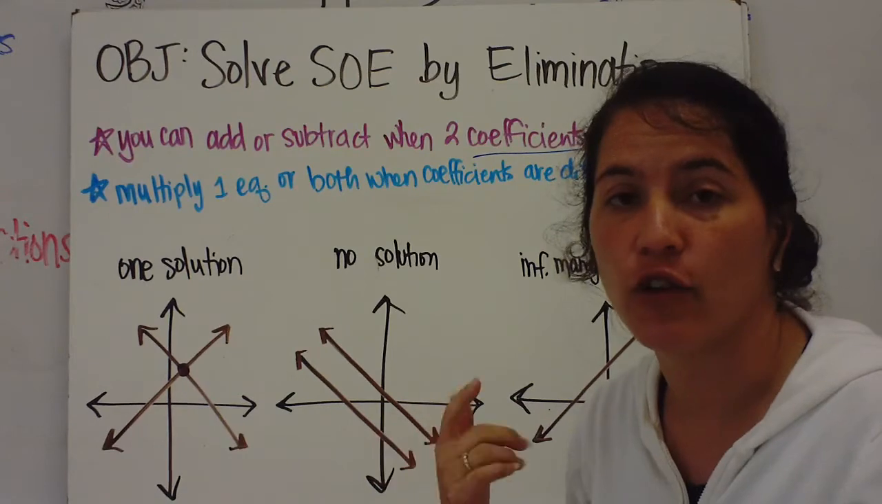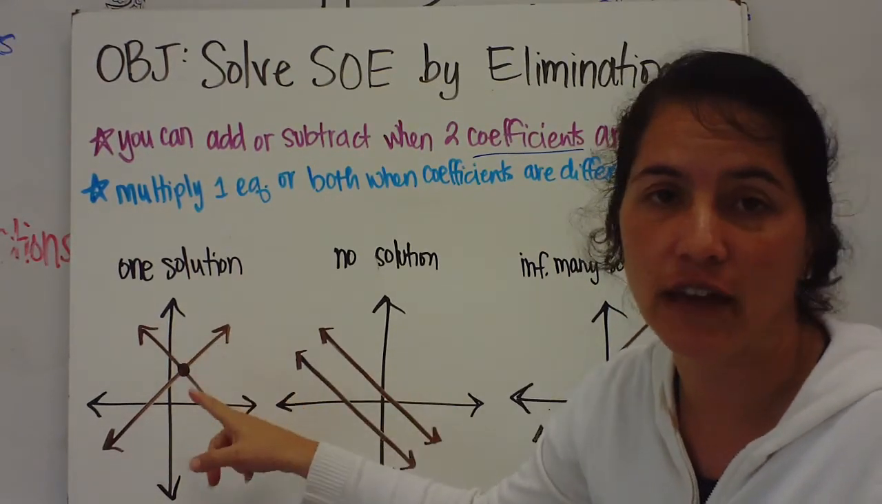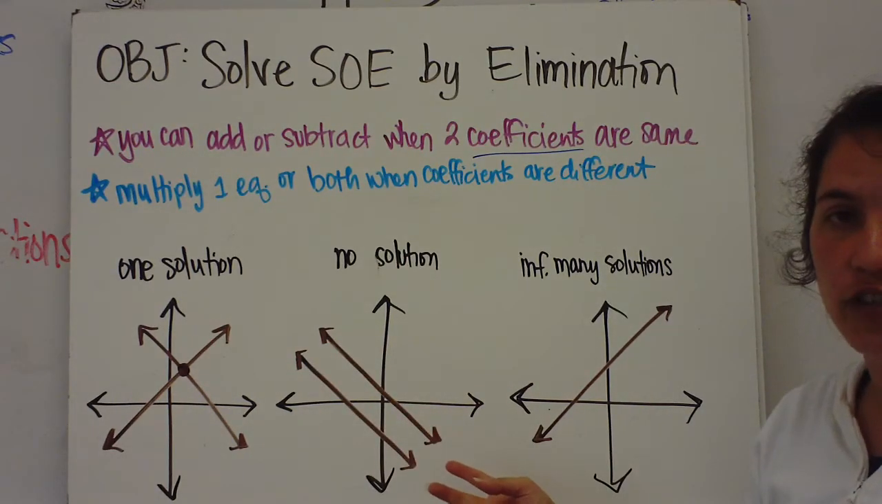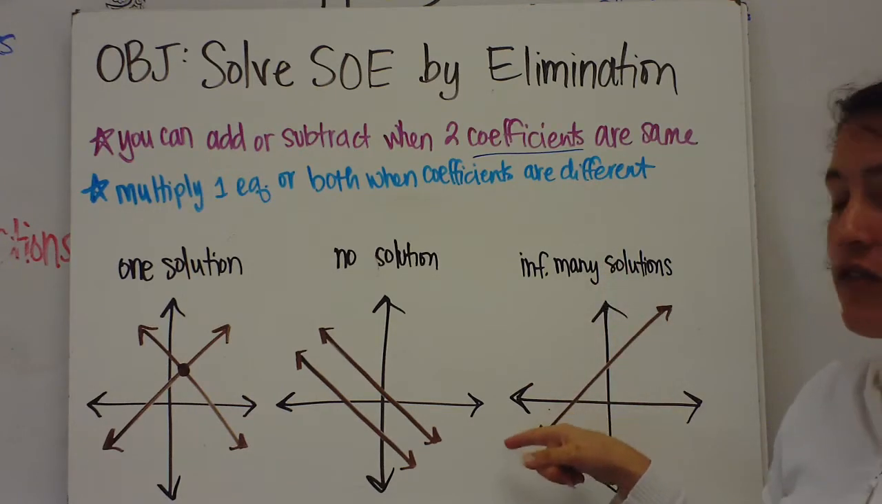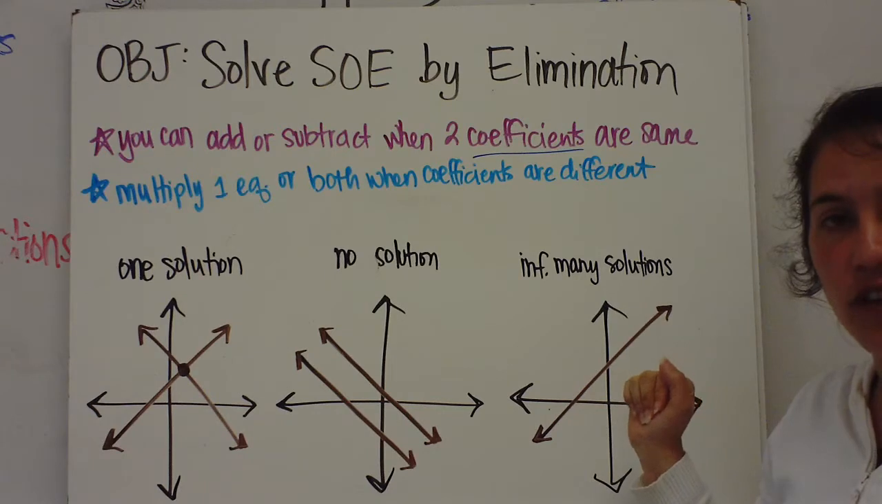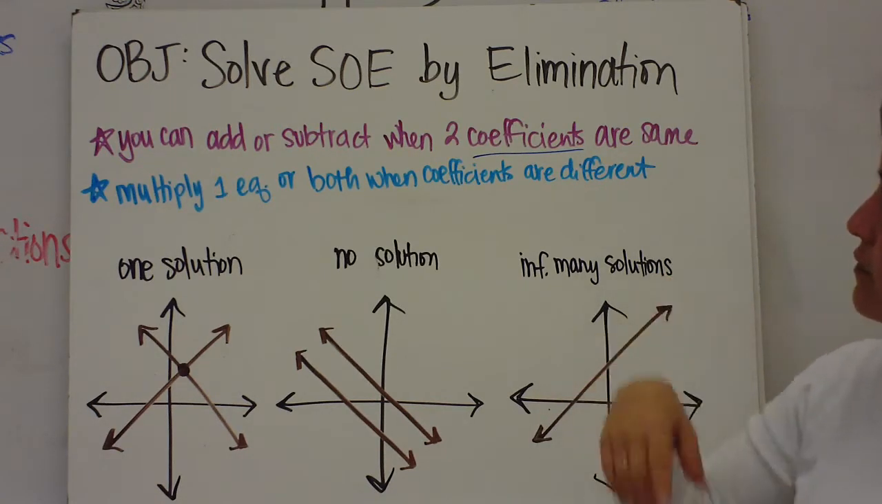Just a reminder, if you're solving a system of equations, you'll have one solution where the lines intersect. You might have no solution if you have parallel lines because they never intersect. Or you have infinitely many solutions if the lines are the same and they're graphed right on top of each other, and so it's intersecting an infinite number of times.